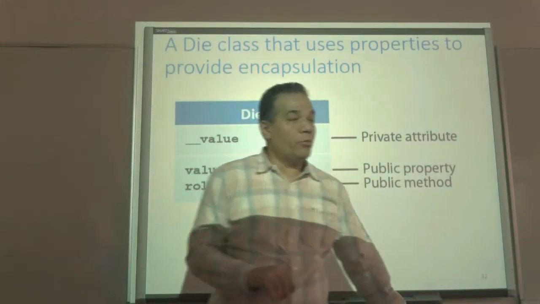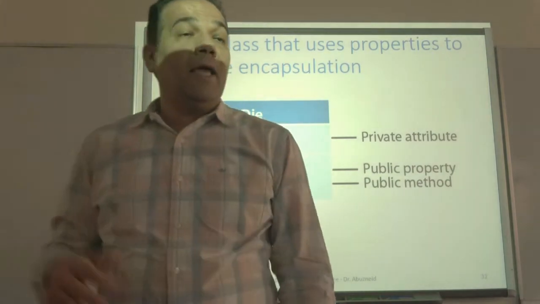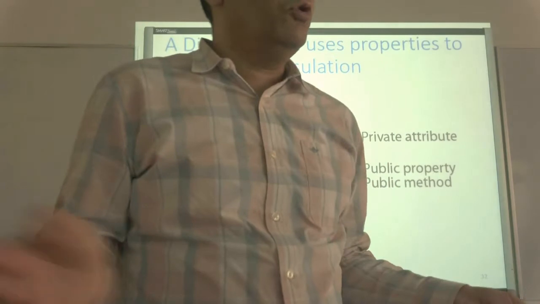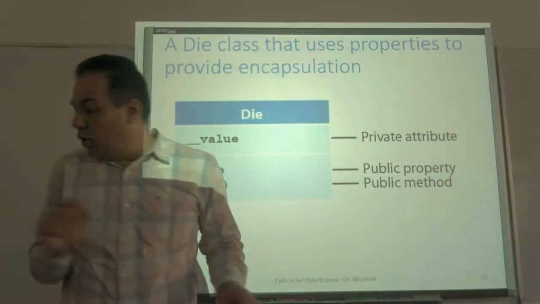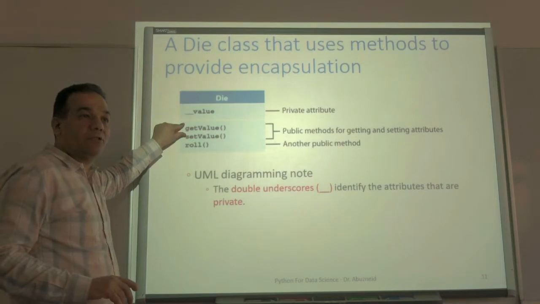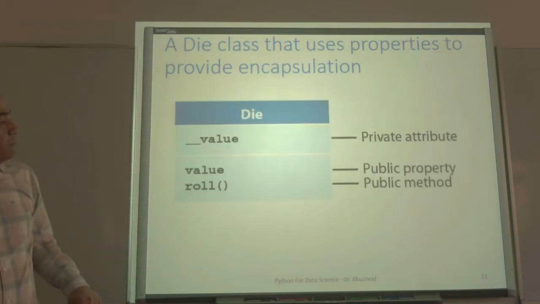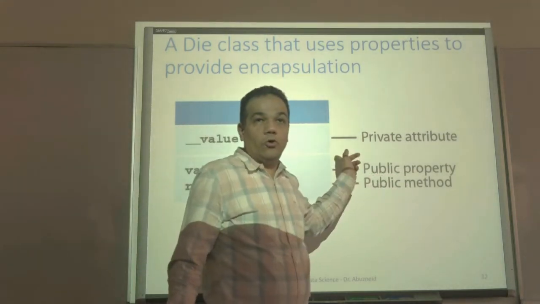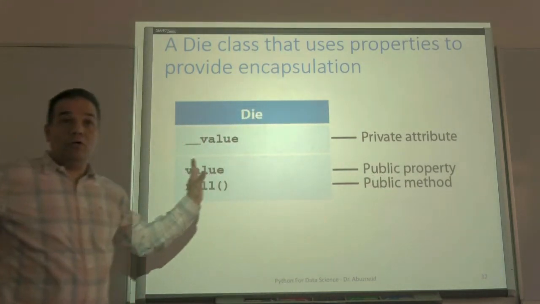Property. Most of us, because we come from Java and C++, still use the old fashioned way where we use setter and getter. But in Python it's much easier. We could use something called a property. I'll show you how. Clear so far?